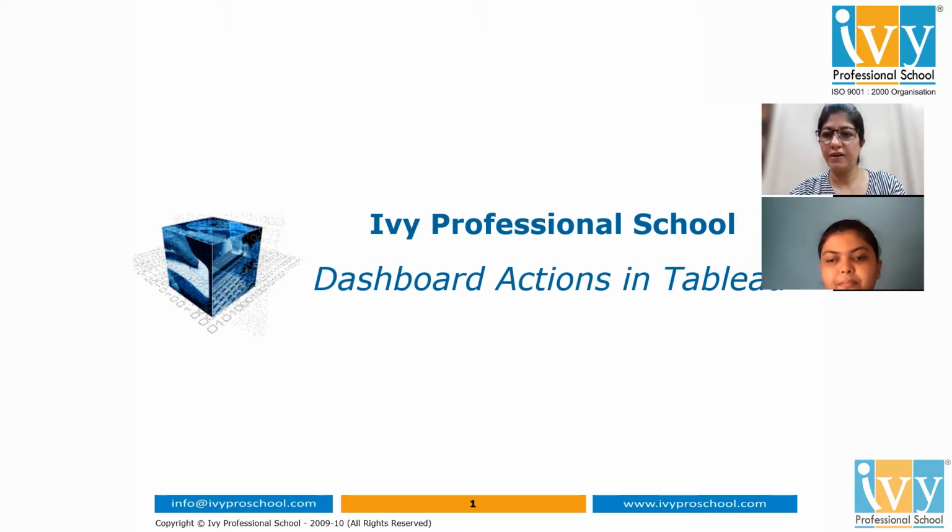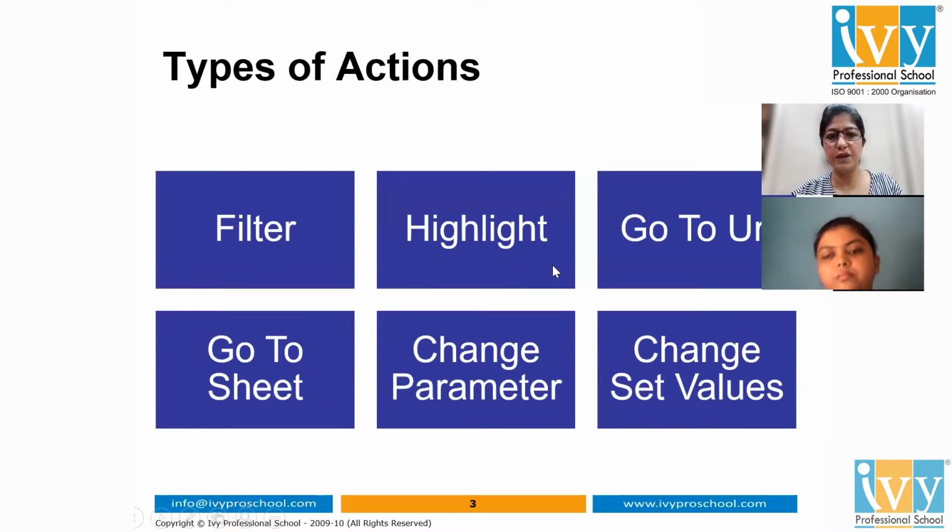So, we have been doing a lot of things on actions and dashboards. Last time, what we covered was parameters. And if you remember, when we just started this entire dashboard actions, we said we are going to work on filters, highlights, go to URL, go to sheet, change parameters. And today we are left with the last one, which is change set values. So let's see how change set values work for us.